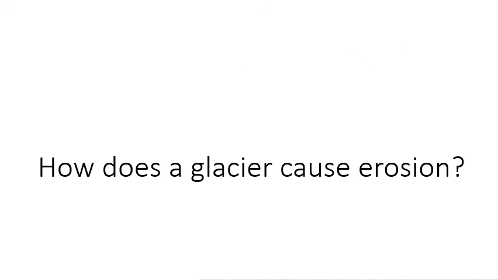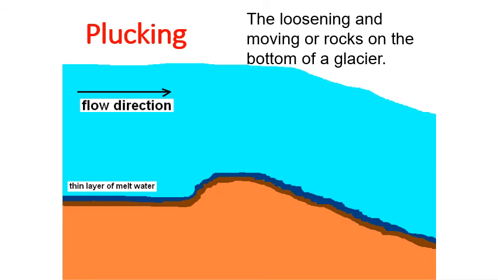Now, how does a glacier cause erosion? It's a little bit different than particles of water that push on and roll particles or pick up dirt and carry it with runoff. We have this process called plucking, and this is going to be kind of a multi-step process. But by definition, plucking is the loosening and moving of rocks on the bottom of a glacier.